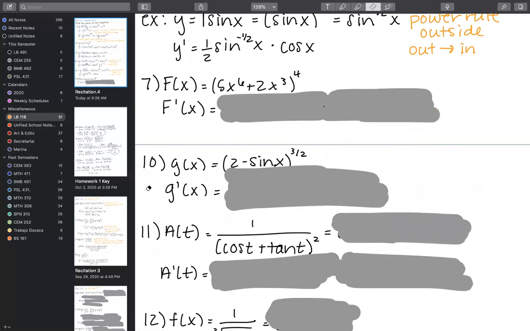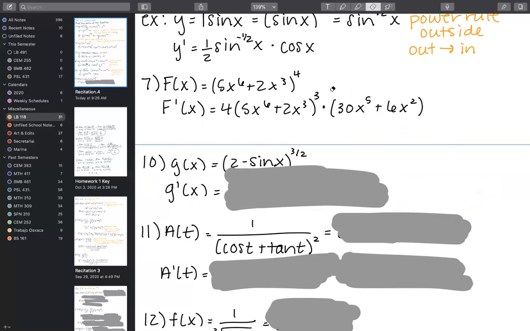All right, number 7. This one is going to be more straightforward than the last. So you can probably guess we're going to start with the power rule outside in. We're going to drop the 4 and reduce by 3 in the power, excuse me. And then we will do the derivative on the inside. And because it's a chain rule, it'll be the second chain. We'll just multiply it all together.